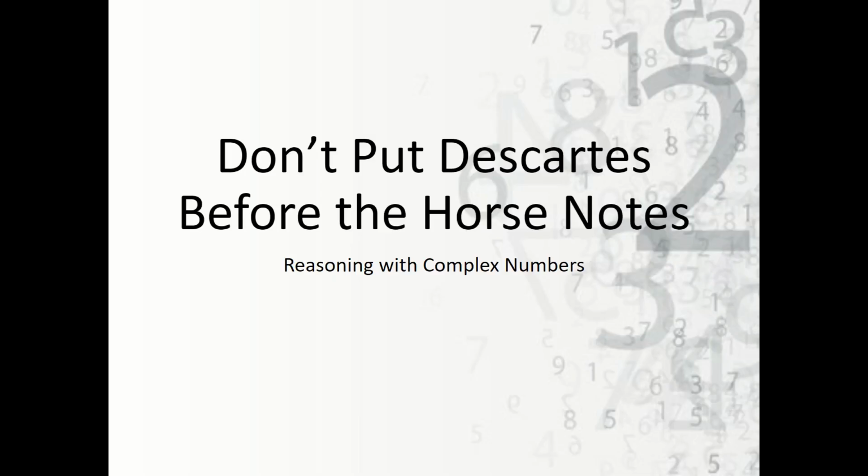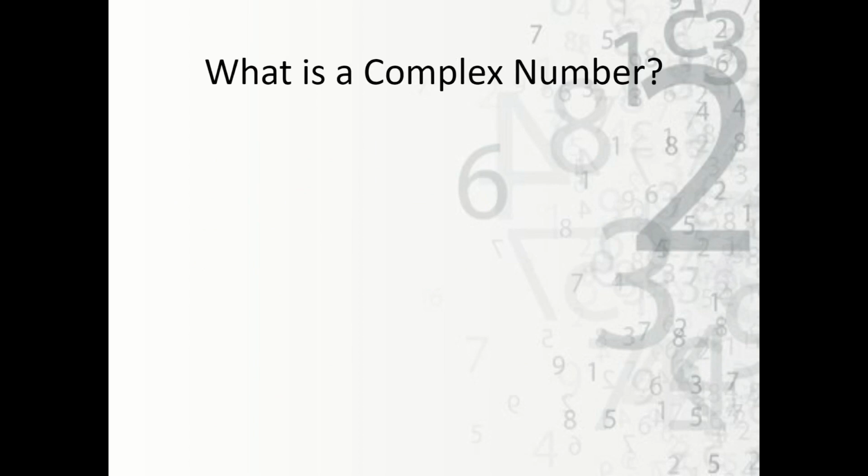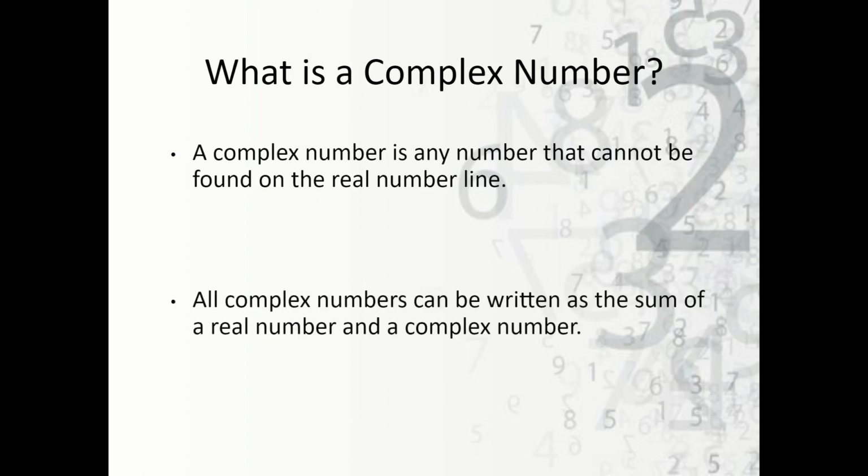Let's take a look now at the "Don't Put Descartes Before the Horse" notes. The notes begin with the learning goals and success criteria. Now, what is a complex number? A complex number is any number that cannot be found on the real number line. All complex numbers can be written as the sum of a real number and a complex number.